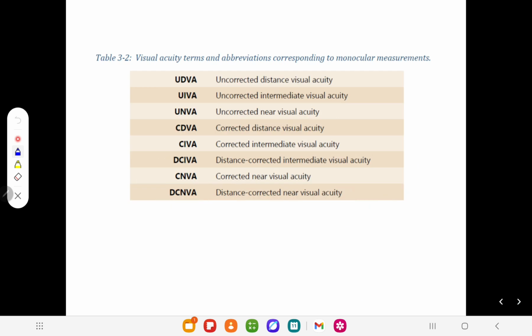Some abbreviations we use: UDVA, uncorrected distance visual acuity; UIVA, uncorrected intermediate visual acuity; UNVA, uncorrected near visual acuity; CDVA, corrected distance visual acuity, something like that. Just pause the video and read all these things.